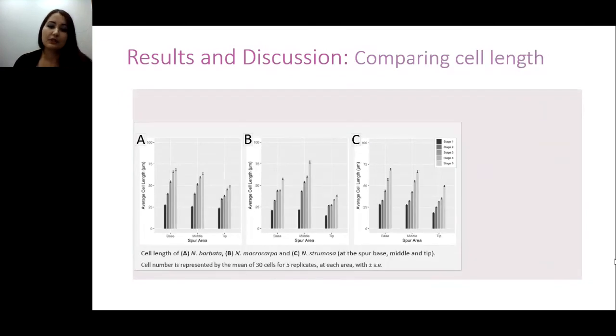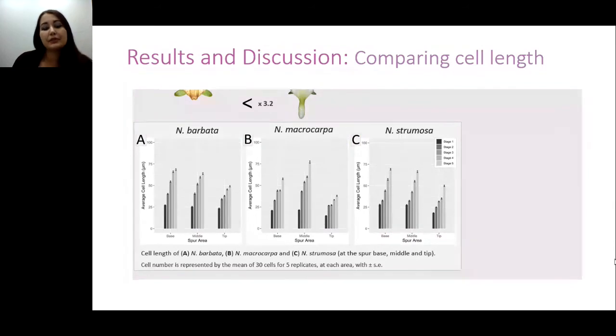The results of cell length, where we measured cell length for Nemesia barbata at the base and in the tip, for Nemesia macrocarpa and Nemesia thrombosa. We can see that the spur of Nemesia macrocarpa is approximately 3.2 times longer than the spur of Nemesia barbata, and that is due to differences in cell length.